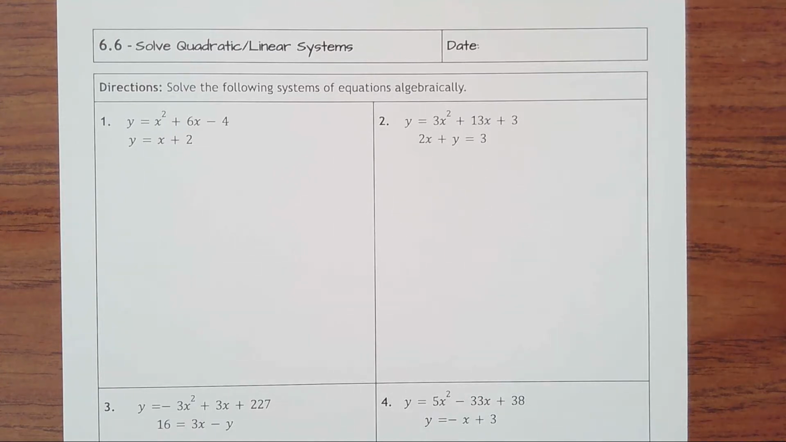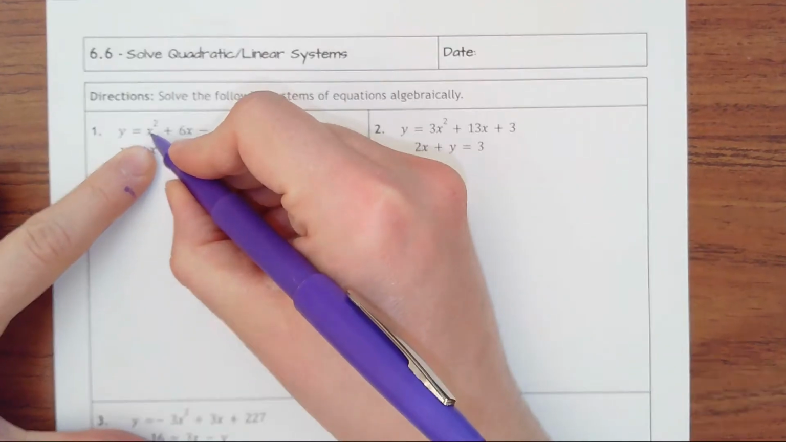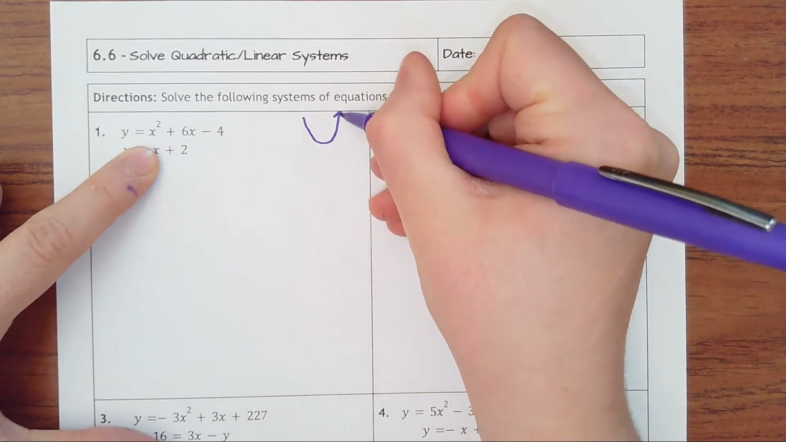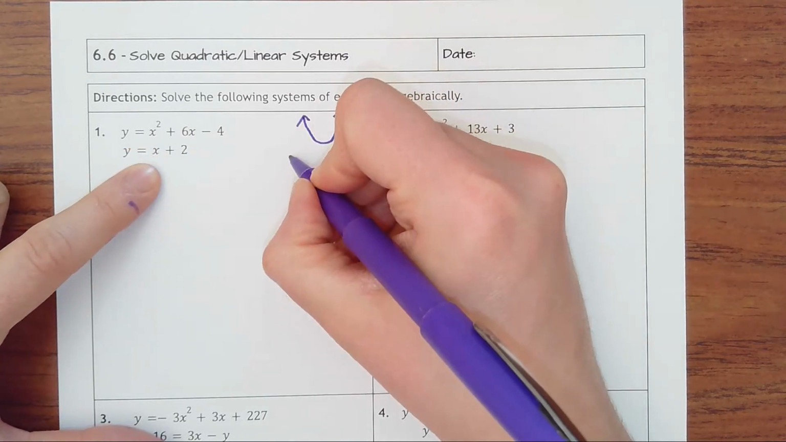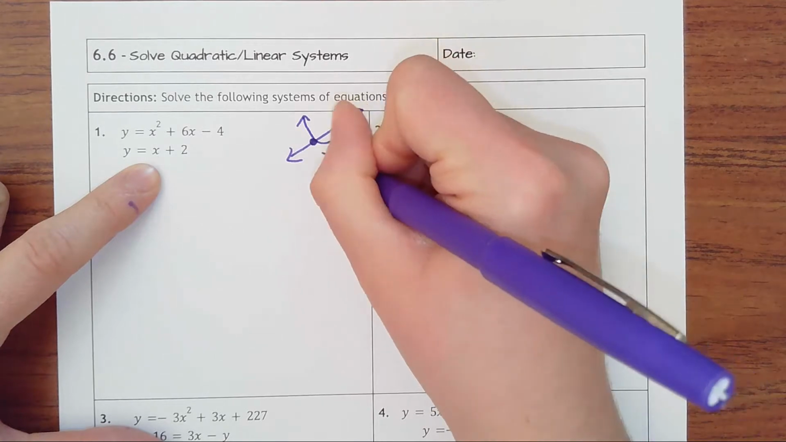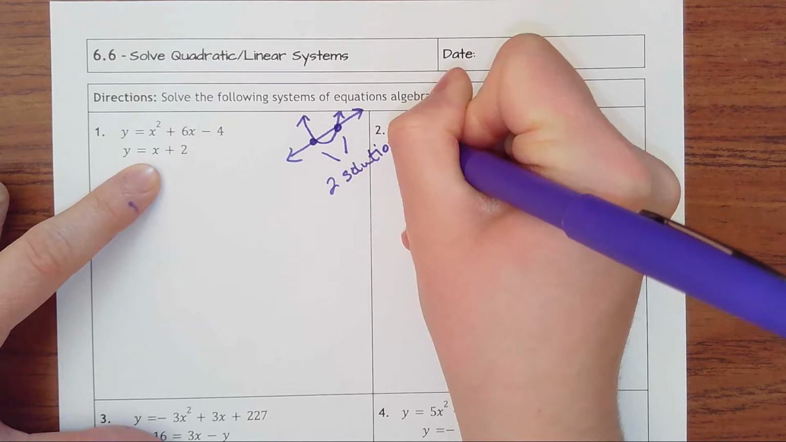Lesson 6.6, solving quadratic and linear systems. We saw a couple of these graphically before. We knew that having a quadratic means having an x squared term, and this would open up as a parabola like this. And then having something linear like this means we're getting two solutions. And so we'll see what that looks like.